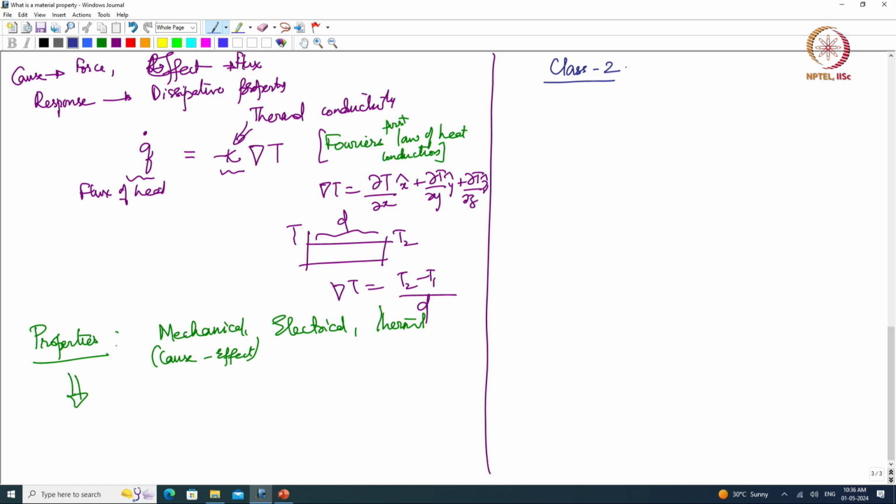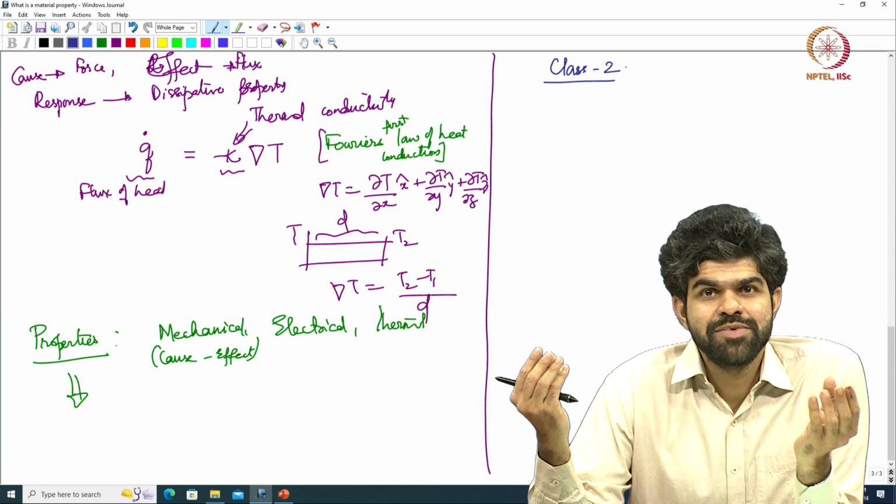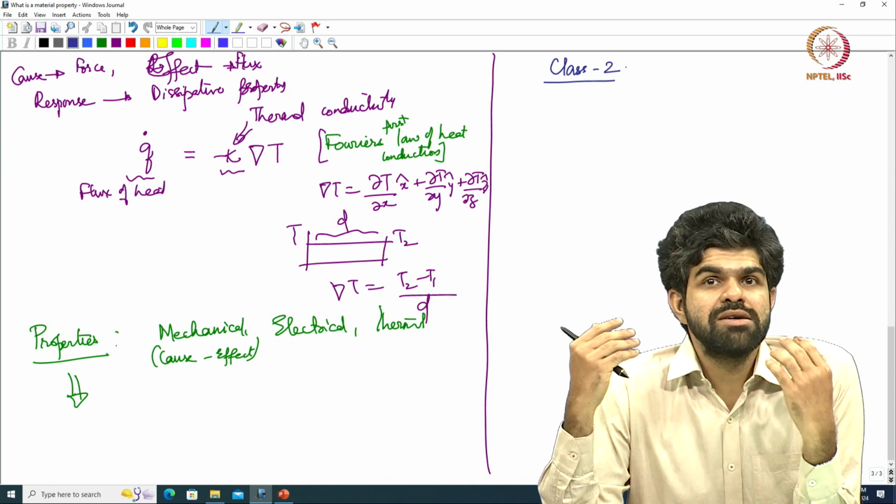Welcome again to class 2 of the material property course. Where we stopped in the last class is we tried to formally define what a material property is. We said there is a cause, there is an effect, and a response function that relates the cause and the effect. That is nothing but a property.